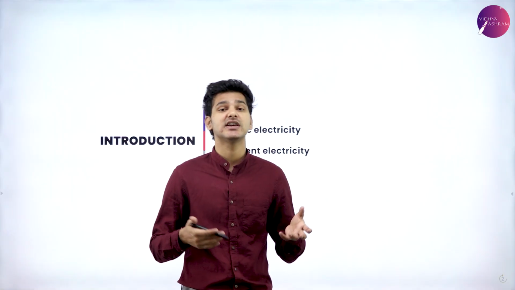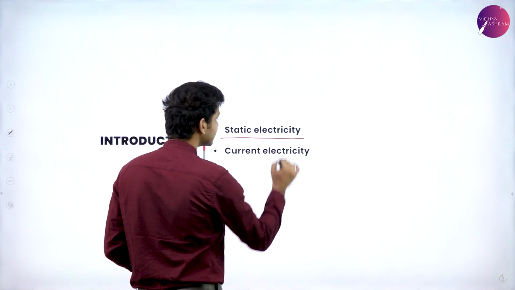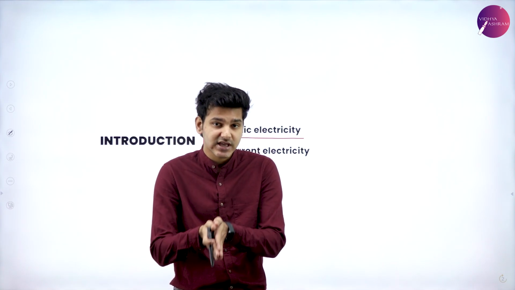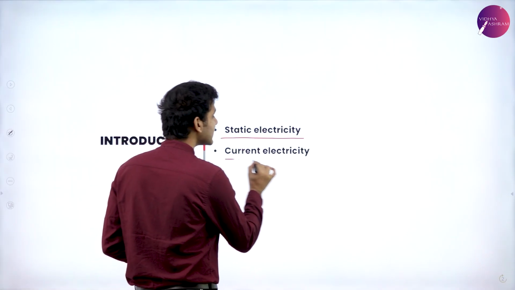Initially, we were dealing with charges which were at rest. So they were known as static electricity, that is static charges. And finally, we are going to deal with charges that are in motion here. That is known as current electricity.